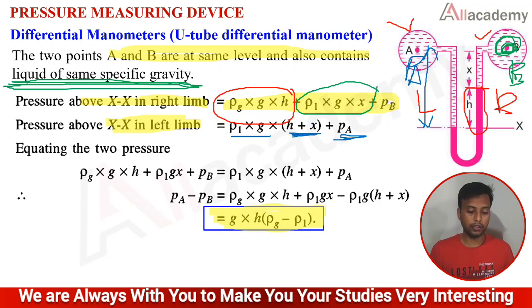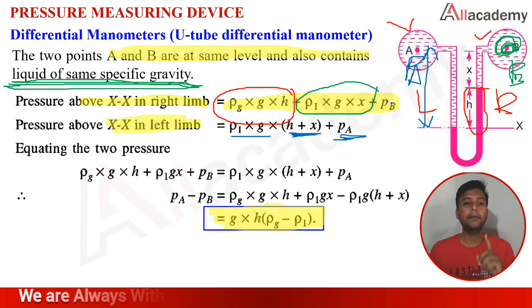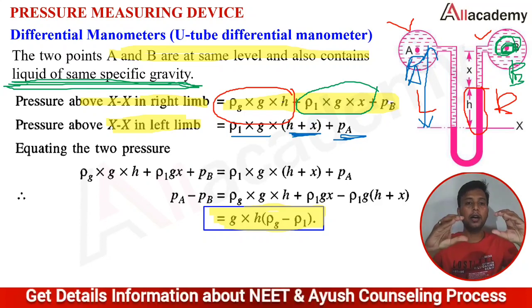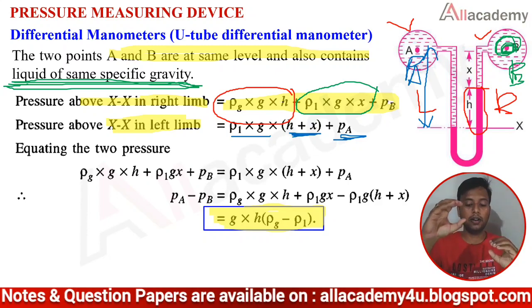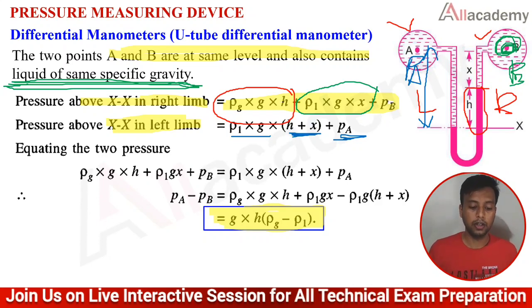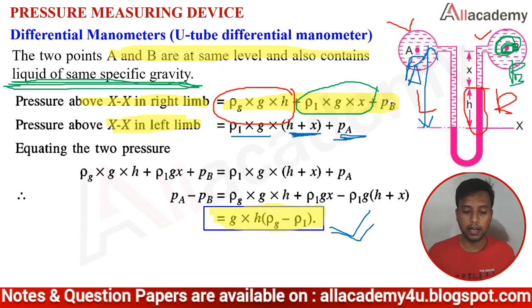So this equation has to be used only when both the points are at the same height and they contain the same liquid. And if they contain different liquids at different heights, then the previous equation that we have derived, you need to use that. So this condition is used only when both are at the same height, as you are observing in this figure. Understood? So let us move to the next type.